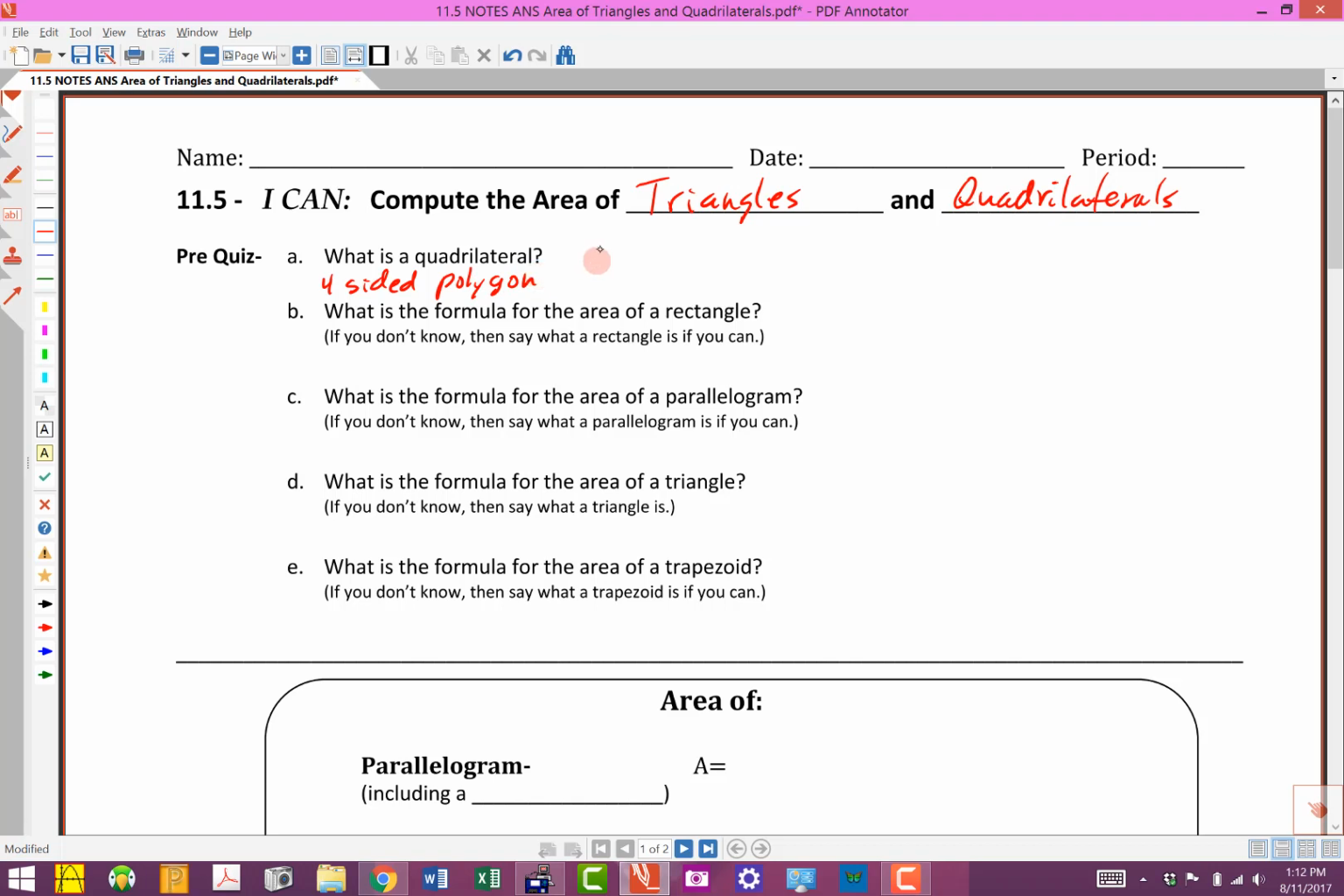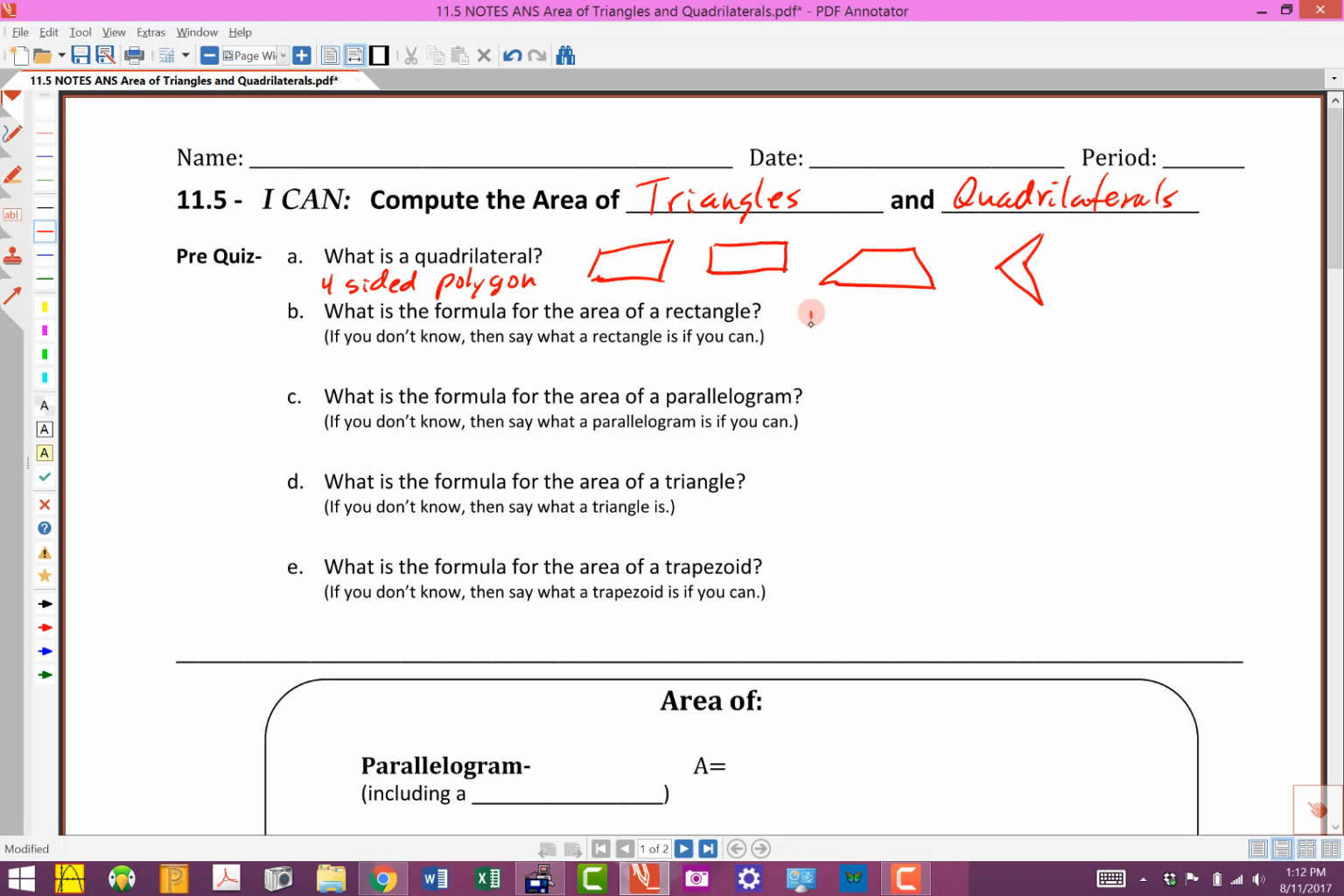So what we typically see are things, you know, something like that. Maybe we see something that looks a little bit more uniform and straightened up. Maybe we see something like this shape, that's a quadrilateral. Maybe we see something really weird that looks like this, but as long as it's got four sides, then that's a quadrilateral. Now the next question is, what is the formula for the area of a rectangle?